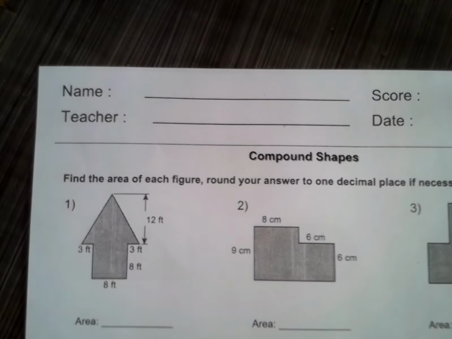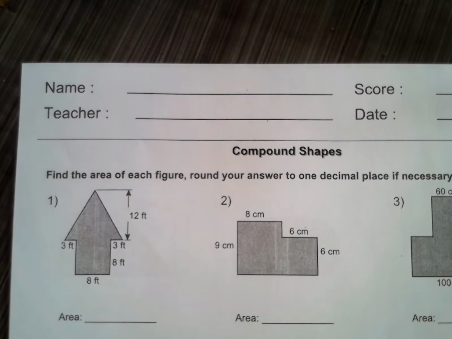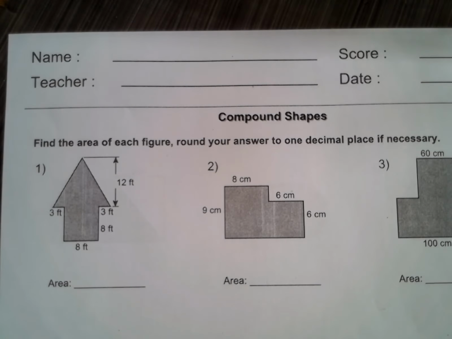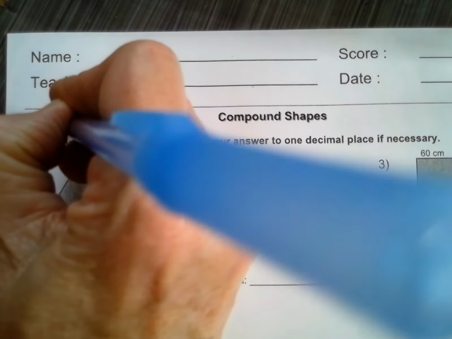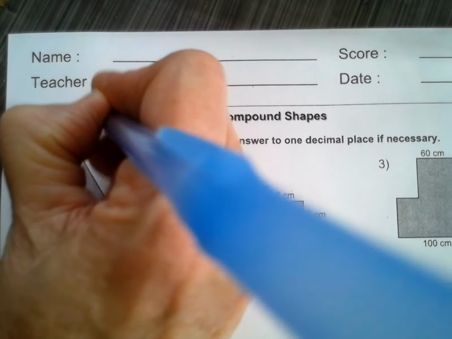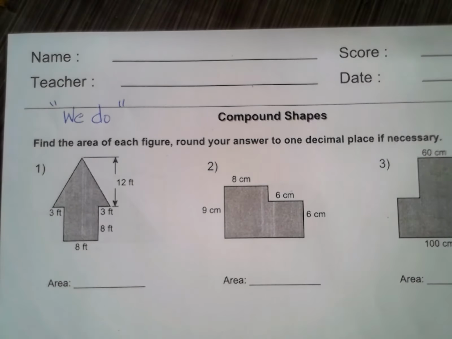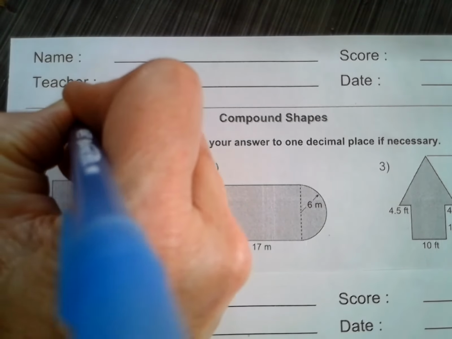We are going to do an activity of we do, you do. So basically the front page that you have is going to be our we do section. We're going to do that together. And then the second page is going to be the you do.